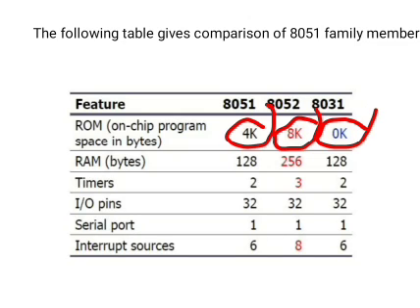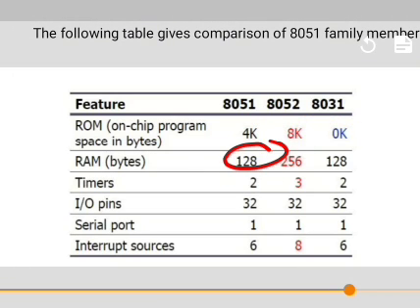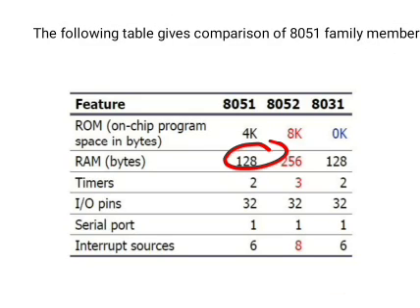Next, the 8051 microcontroller has 128 bytes of onboard RAM, that means random access memory. But the 8052 has 256 bytes of onboard random access memory. But the 8031 has 128 bytes of random access memory.